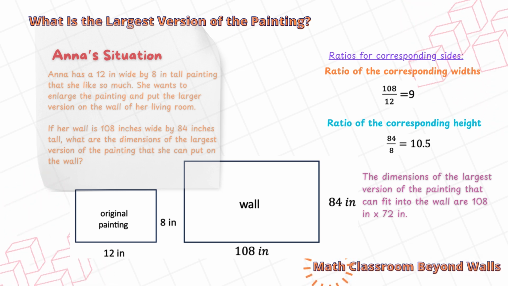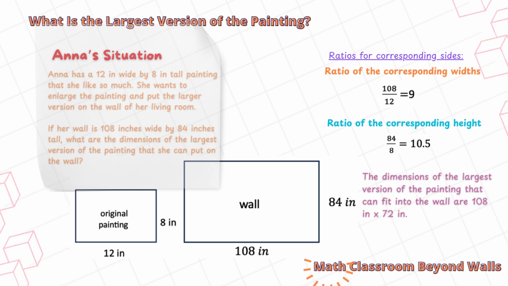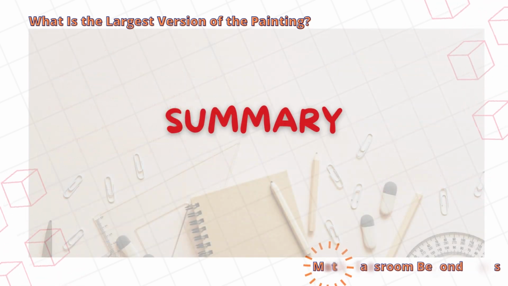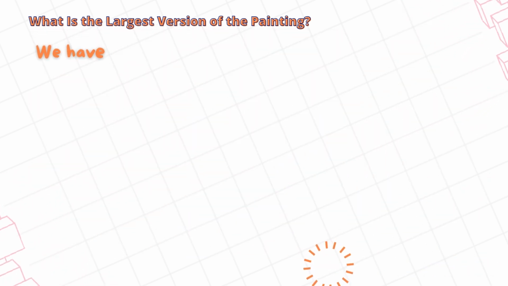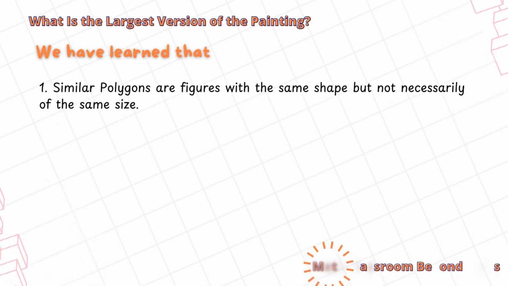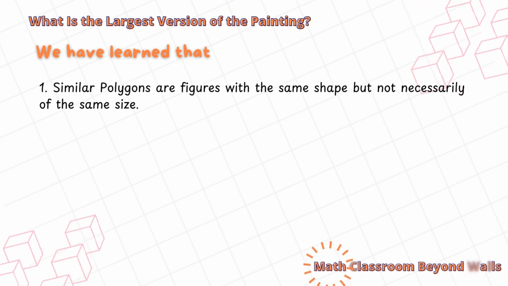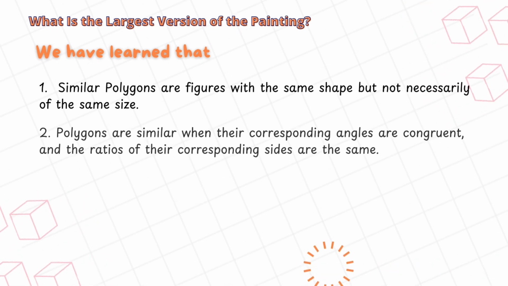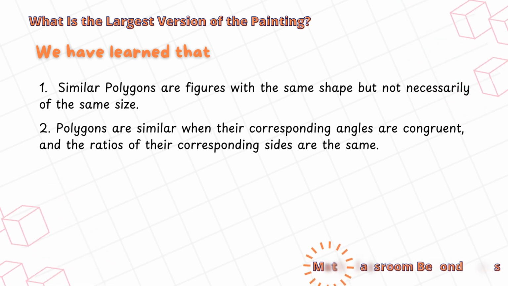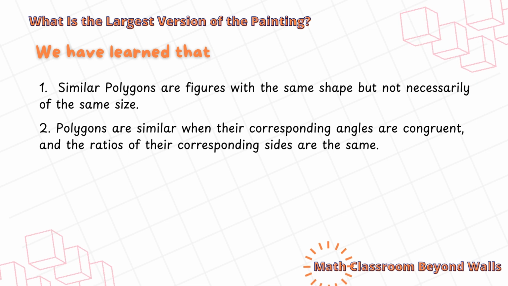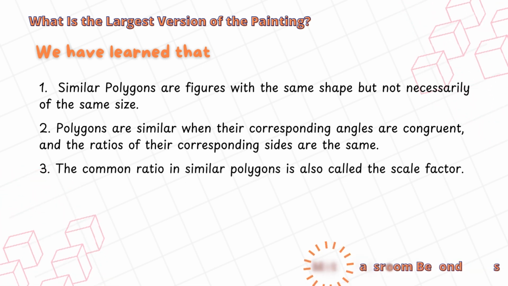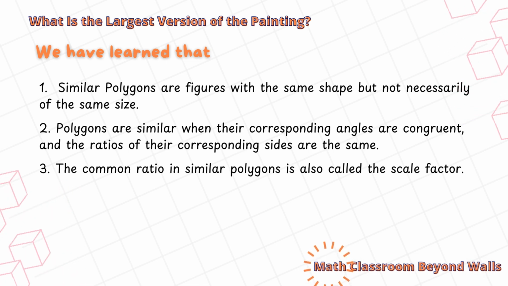We're able to help Anna solve her problem. That was easy, right? I hope you have learned something in today's video. Let us summarize what we have learned. We have learned that similar polygons are figures with the same shape but not necessarily of the same size. Second, polygons are similar when their corresponding angles are congruent and the ratios of the corresponding sides are the same. Third, the common ratio in similar polygons is also called the scale factor.